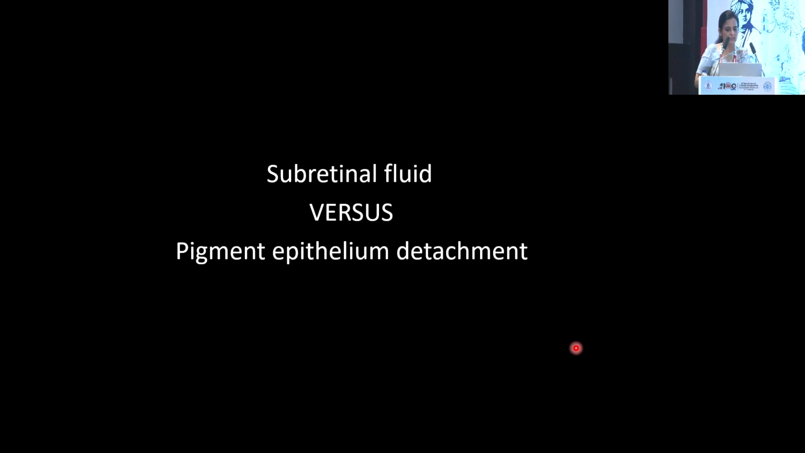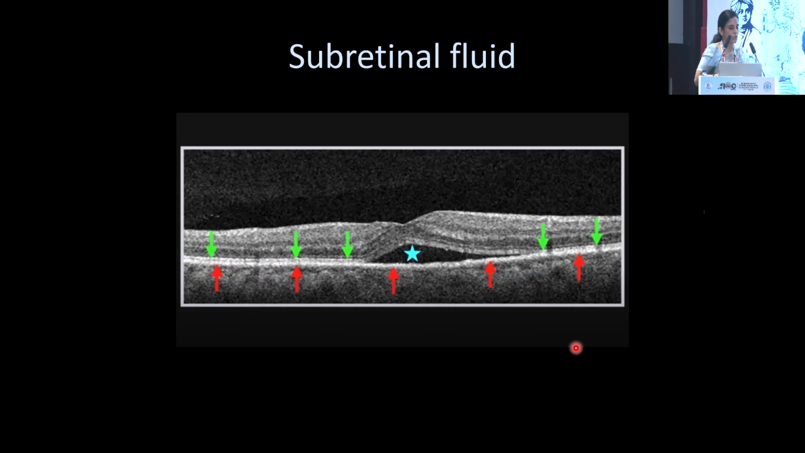So again, this is the anatomy. Now, one thing that people often get confused about is subretinal fluid versus a pigment epithelial detachment. So this is the RPE layer here, and this, as I said, was the ellipsoid zone. And any fluid here, above the retinal pigment epithelium, is subretinal fluid.